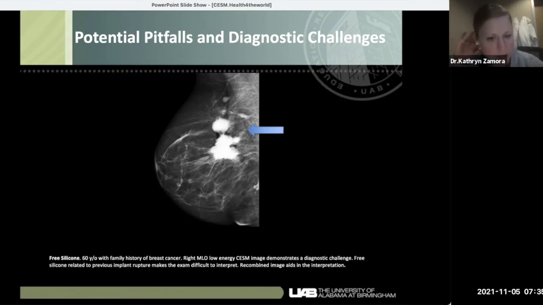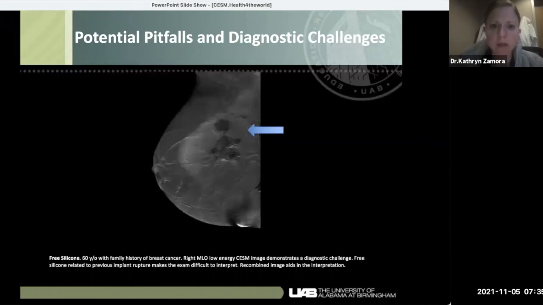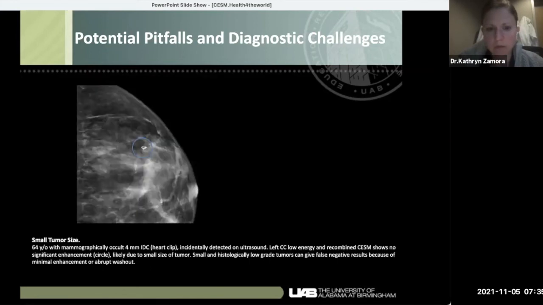She had a history of implant rupture and subsequent implant removal, but still has a fair amount of silicone within the breast tissue. So we did a contrast enhanced mammogram, and you can see here that the silicone subtracts out, and we can see the rest of the breast tissue fairly well to evaluate for malignancy in this patient.